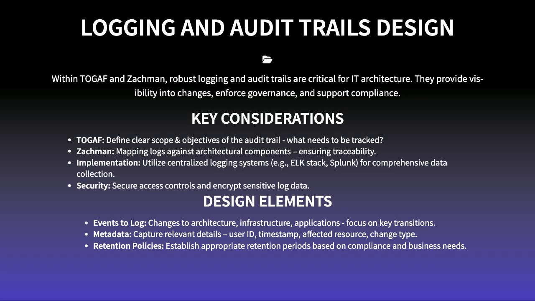Okay, let's talk about logging and audit trails, a really important part of maintaining control over your IT architecture. Think of it like this. We need to know what is changing in our systems and who made the change. TOGAF helps us define what exactly we should be tracking, ensuring we have clear goals for these audits. Zachman's framework can then help us map those logs back to specific components within the architecture, giving us even greater traceability. In practice, this means setting up centralized logging systems. Tools like ELK or Splunk are great for gathering all that data.